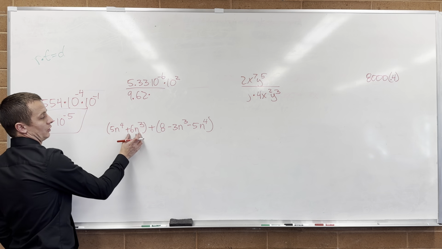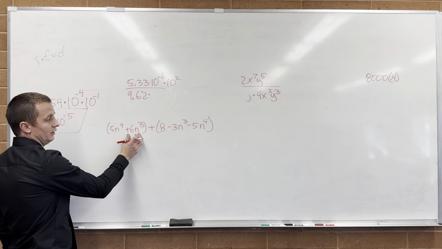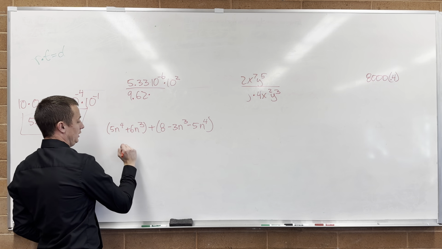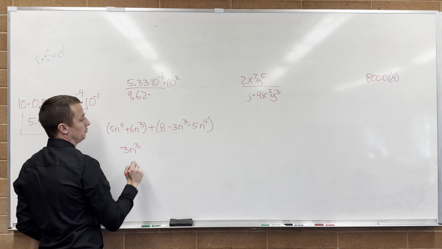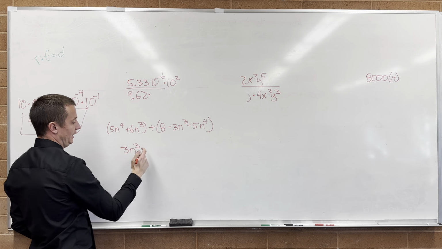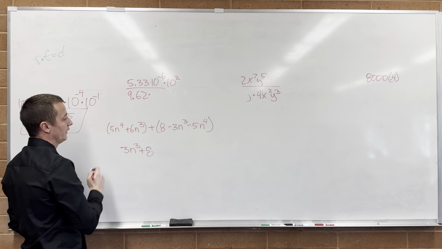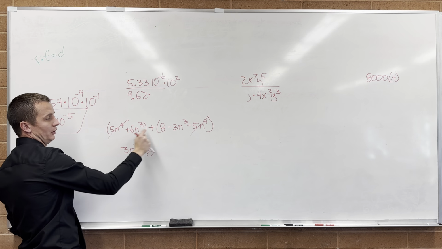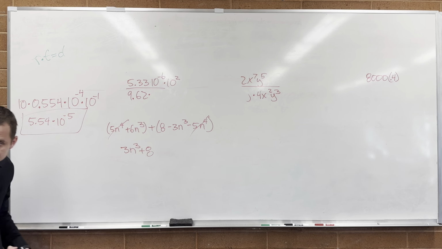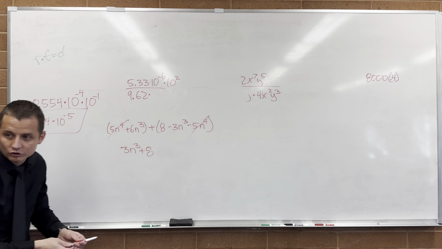What about my n's to the 3? How many n's to the 3 do I have? 6, and minus 3 leaves me 3n cubed. And then all that's left is my 8. So all that happens is this canceled out with that, and then those two combine together to give me that. Pretty simple, just collect like terms.